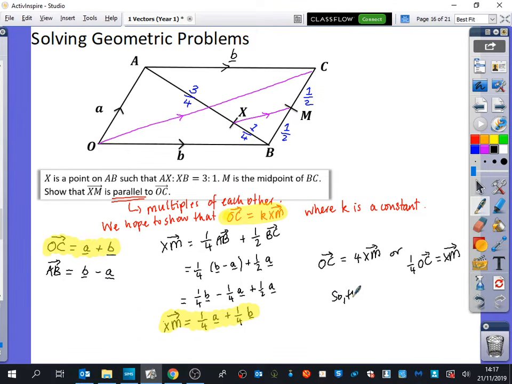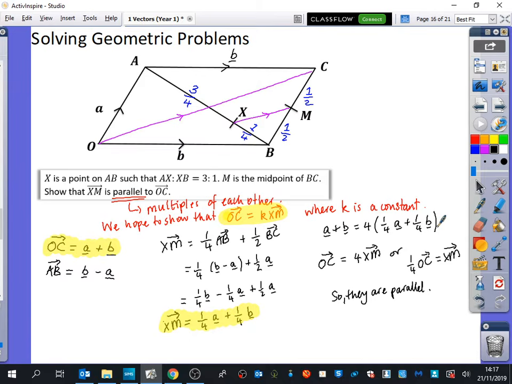So they are parallel. That's all you need to do to show that two things are parallel. You don't need to write an essay afterwards. You just need to say that this thing is true, and therefore they're parallel. Perhaps before that you could have said A plus B is equal to 4 lots of a quarter A plus a quarter B. You don't have to do that, because it's very clear that these two things are parallel to each other.